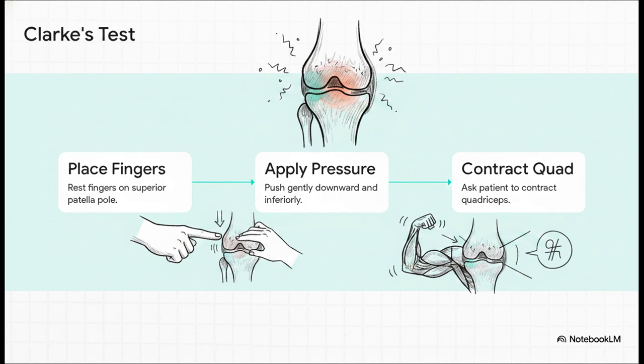Next up, we've got Clark's test. A lot of people just call it the patellar grind test. This one is a go-to for identifying patellofemoral osteoarthritis or chondromalacia. You place your hand just above the superior pole of the patella, and you apply a really gentle downward and inferior pressure. Just gentle, okay? Then you ask the patient to actively contract their quads.